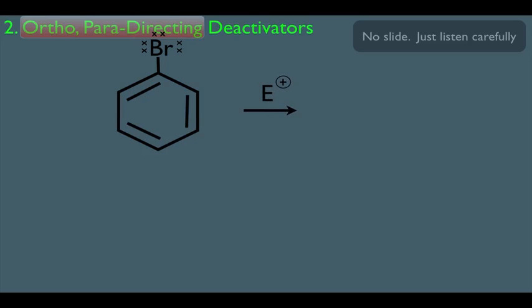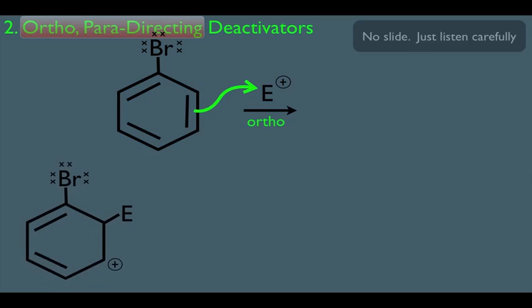So let's do that here. We're going to add the electrophile. The first step of electrophilic aromatic substitution is we grab this electrophile, and let's take care of ortho first. What we would get as our first intermediate is this molecule right here. And just like we did before, let's analyze the resonance structures that we would get.